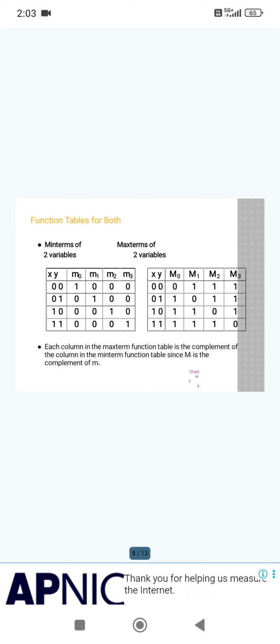At the same time, min term is represented as a small m and max term is represented as a capital M. So in this, 0 0 means M0 is 0, and the other three values M1, M2, M3 are 1. Here 0 1 means M1 is 0, and the remaining are 1. 1 0 means M2 is 0, remaining are 1. 1 1 means these three values are 1 and M3 is 0.